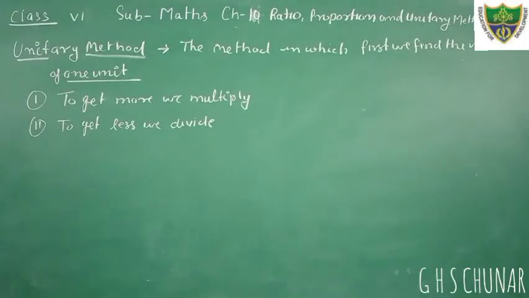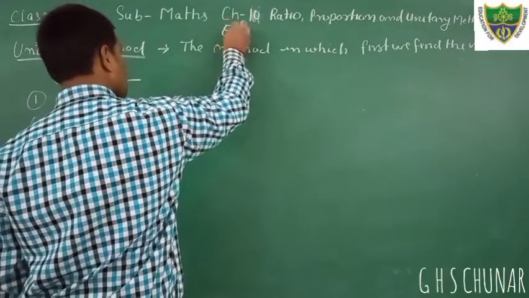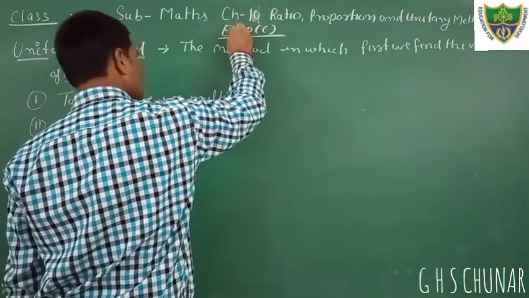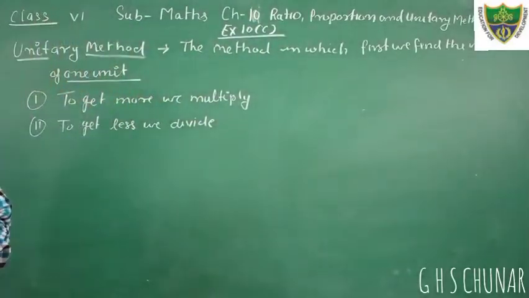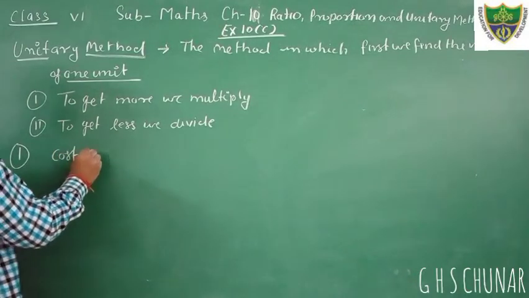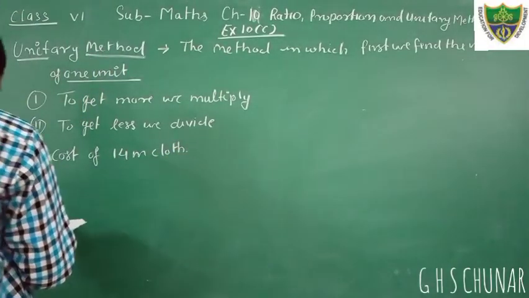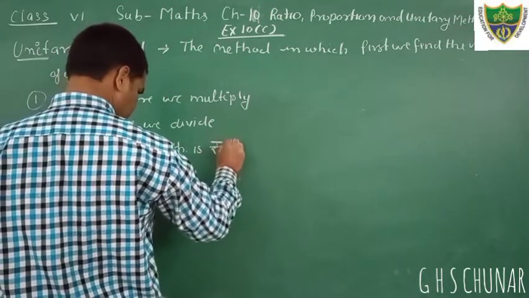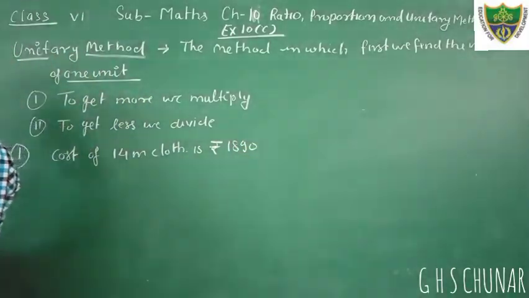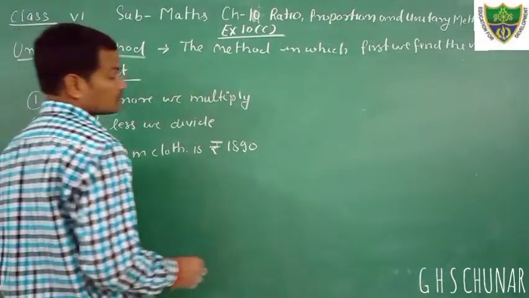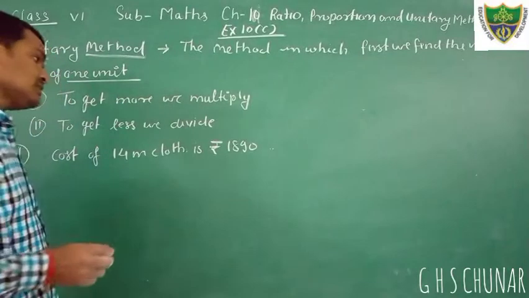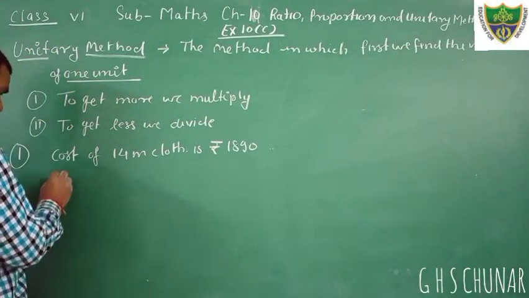Okay, so now we come to exercise 10C. In exercise 10C, all the questions related to the unitary method we will solve by the unitary method. In question number 1, the cost of 40 meter of cloth is ₹1,890. Find the cost of 6 meter cloth.